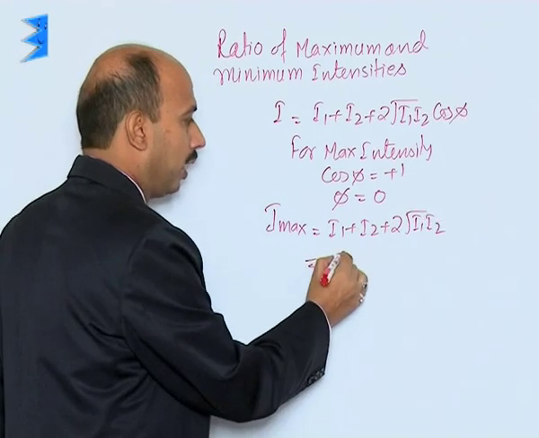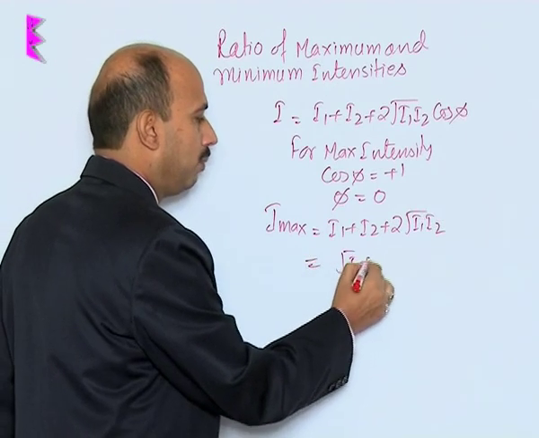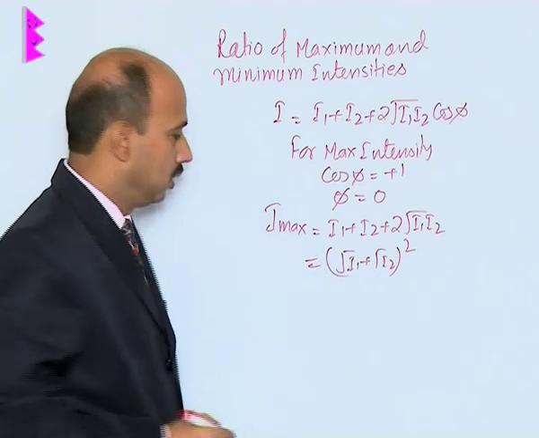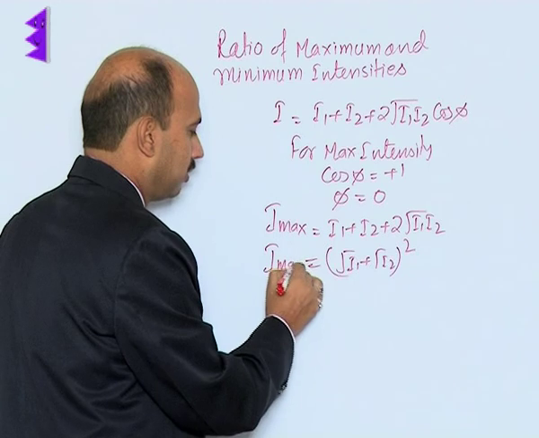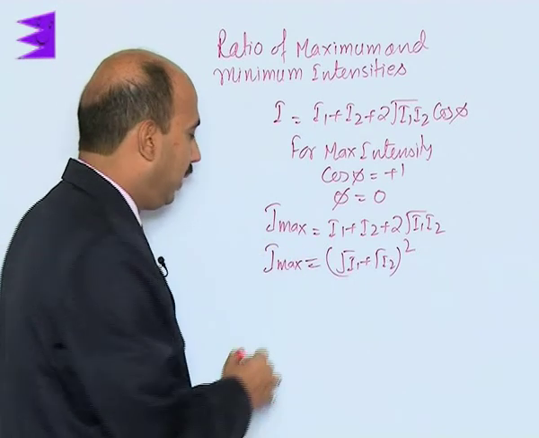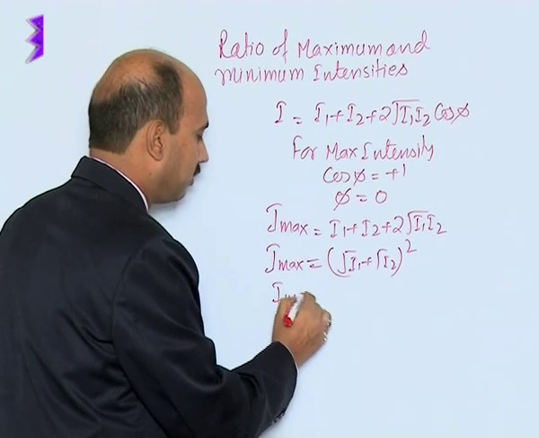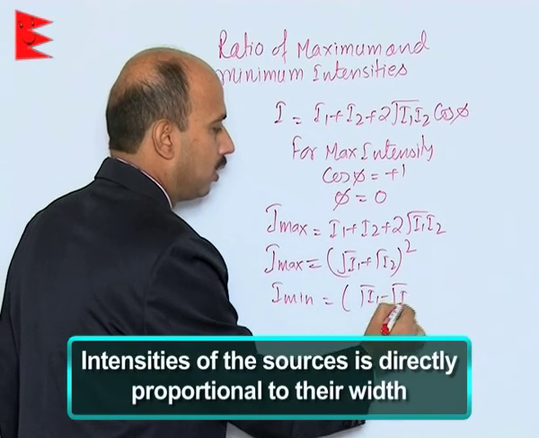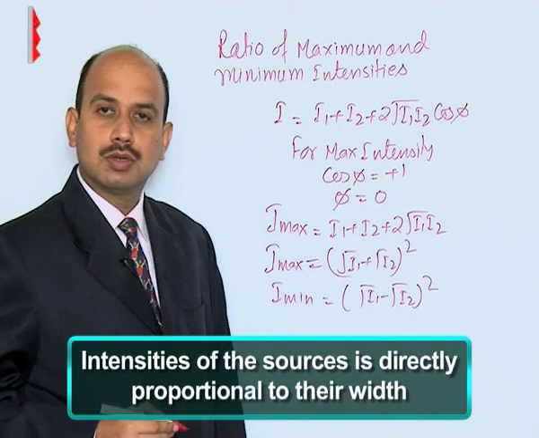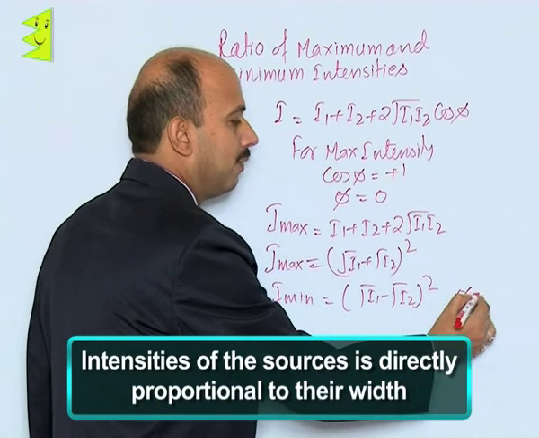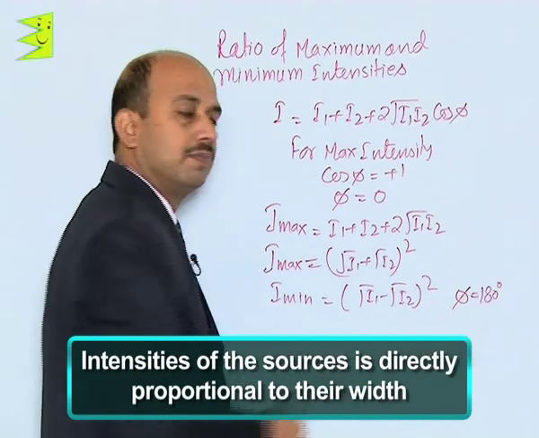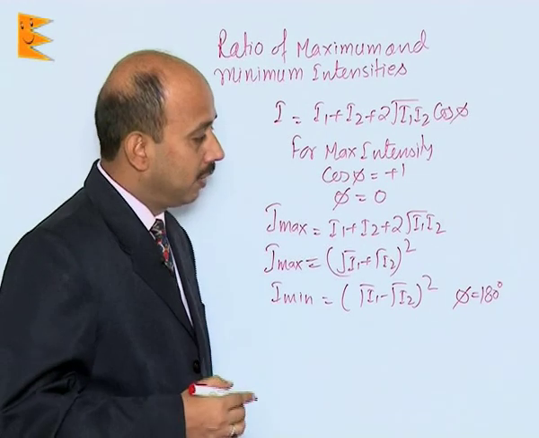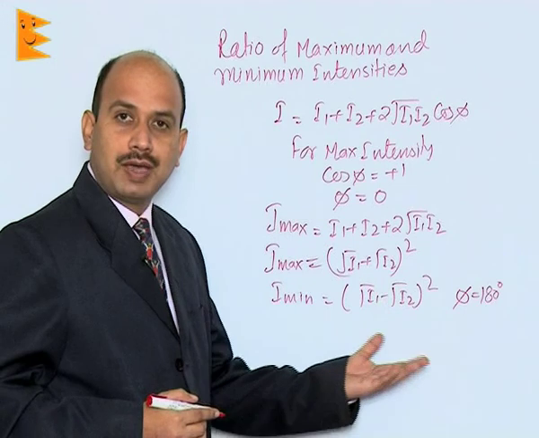We can also write this as the square root of I1 plus the square root of I2, that is a whole square. So this is the maximum intensity. Similarly, we can write I minimum, that is the minimum intensity, as the square root of I1 minus the square root of I2 whole squared. In that case, we will be taking phi is equal to 180 degrees, since cos phi is minus 1.